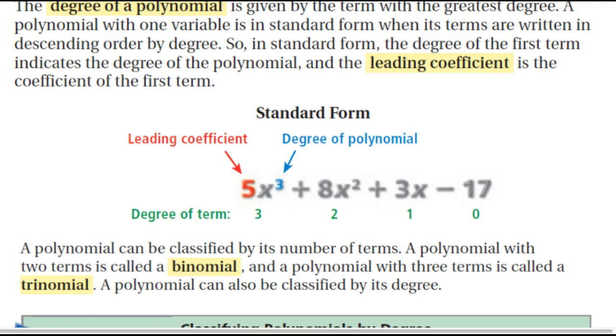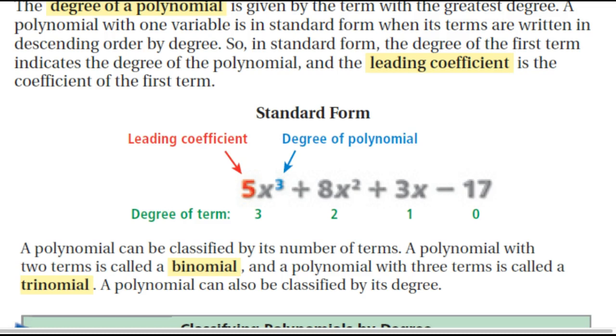So the degree of a polynomial is based on the term in that polynomial, because a polynomial is made up of the sum or difference of a bunch of monomials. And so whichever monomial has the highest degree is what we are going to call the degree of the polynomial. So if we look at this example down here, 5x cubed plus 8x squared plus 3x minus 17, that's organized, and this is called standard form. And you always should write your polynomials in standard form.